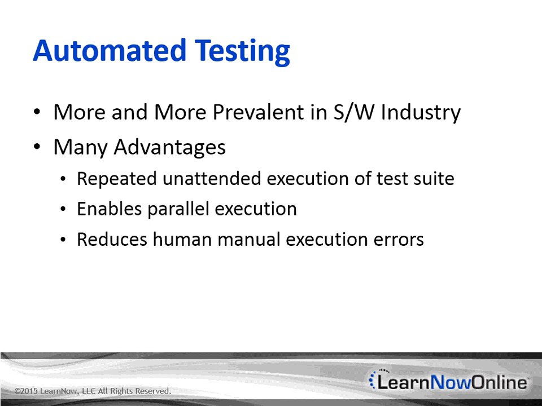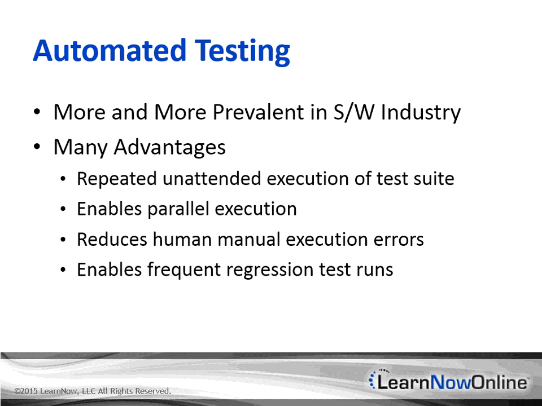And running a test manually is pretty brain-numbing to humans, and bored humans tend to make mistakes. When you use automated testing, you know that the test is going to run exactly the same way every time it's run, with no human execution errors.